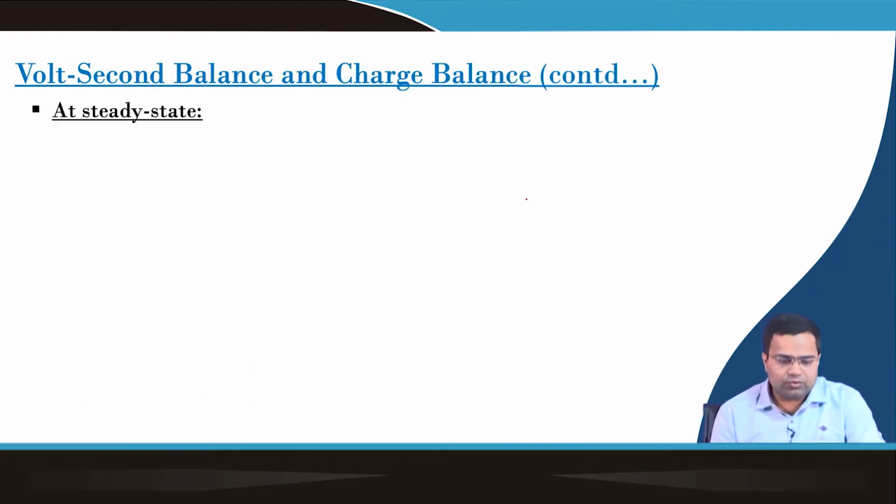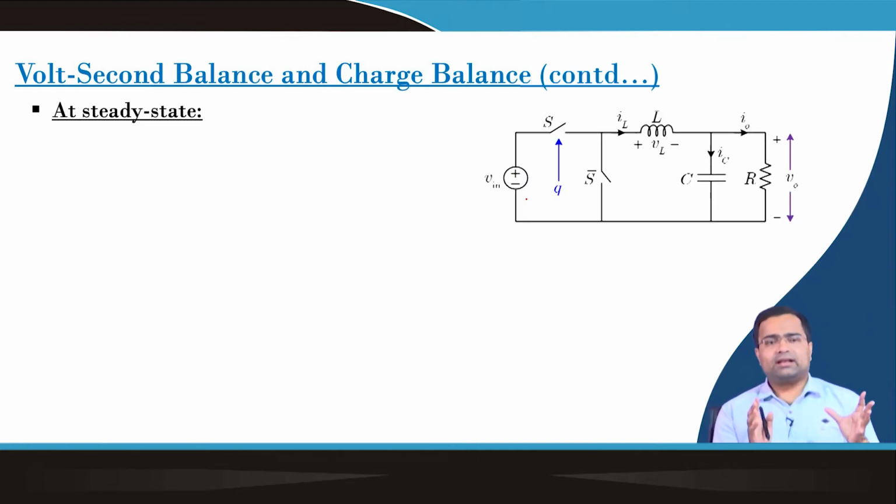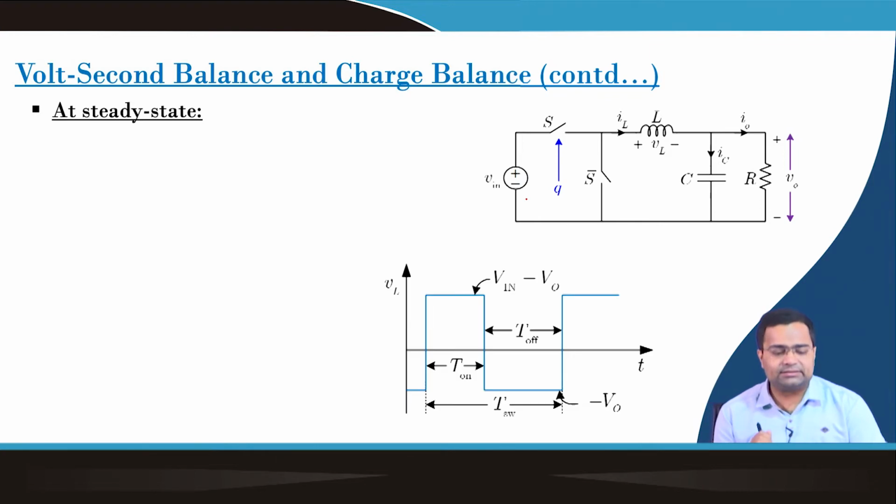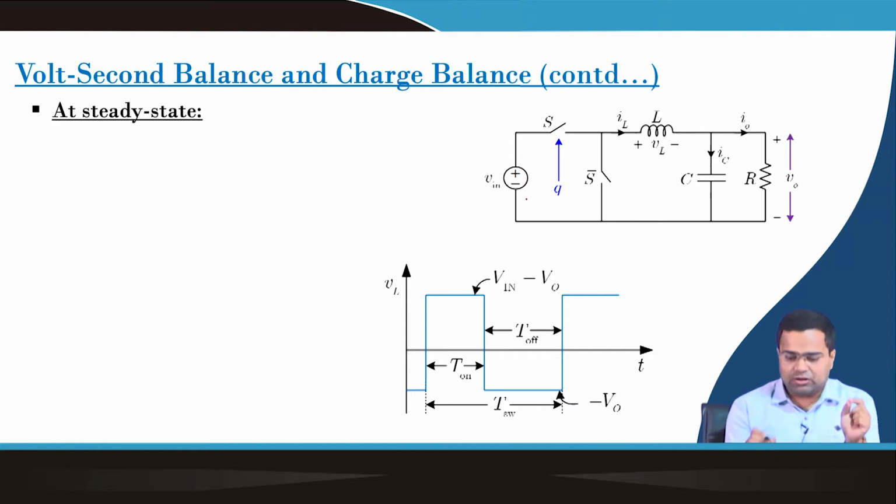Now, we want to go next. We want to check from volt second balance what the inductor voltage is. We have already discussed that in the average sense, when the switch is on, the voltage across the inductor is V in minus V0. And when the switch is off, then the voltage across the inductor is minus V0.